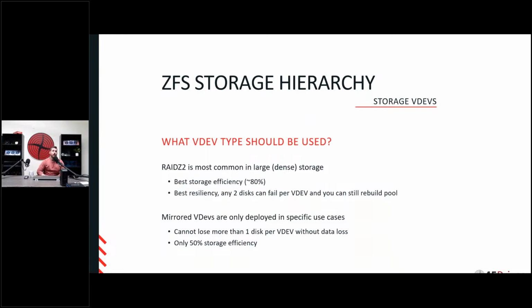Then you have mirrored VDEVs. They're only deployed for very specific use cases. As mentioned before, only 50% storage efficiency, and you can't lose more than 1 disk per VDEV. Mirrored VDEVs are great for things like virtualization, anything that is very IOPS intensive.